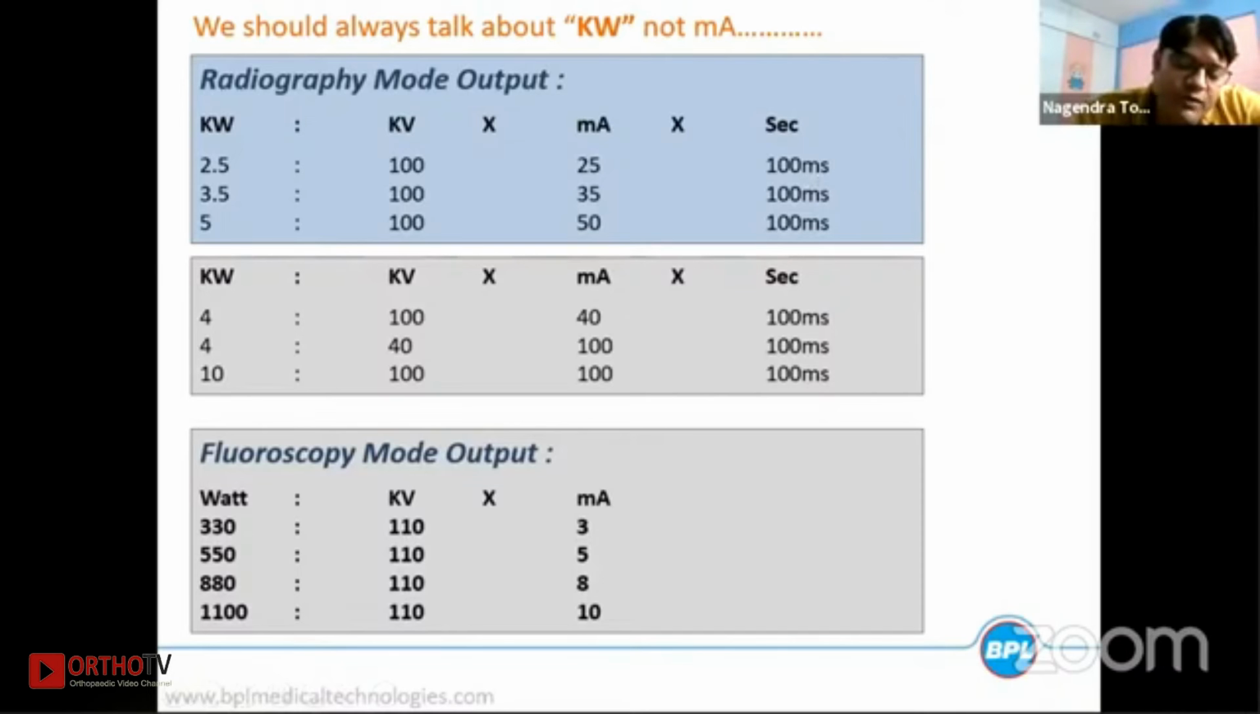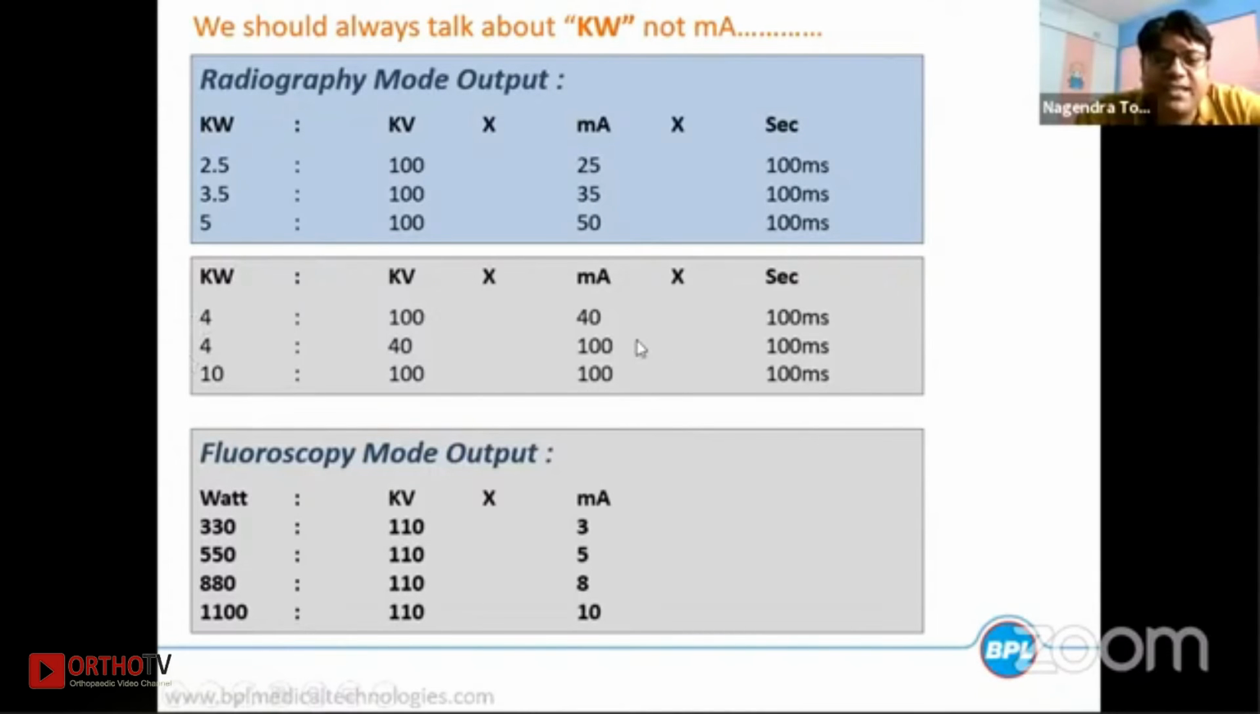In old days, we always talked about mA: 100 mA X-ray, 300 mA X-ray, 500 mA X-ray. That was right, but that was at 100 kV. 100 mA at 100 kV, perfect. 300 mA at 100 kV, perfect. But in high frequency, when you talk about X-ray output, mA cannot tell you the exact maximum output of the generator. In the same way, 3.5 kilowatt will give you 35 mA at 100 kV for 100 milliseconds. That becomes 3.5 kilowatt.